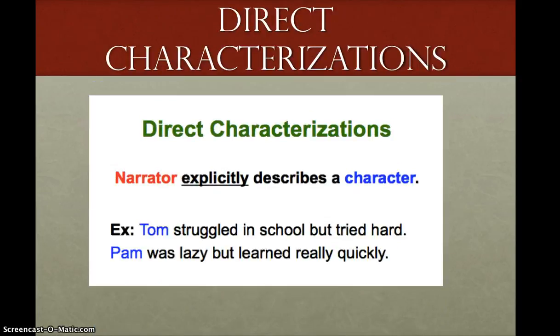Direct characterization, as we have learned from the vocabulary, is when the narrator explicitly describes a character. An example is in the sentence below. It says, Tom struggled in school but tried hard. It's explicitly telling you that Tom struggled. Pam was lazy but learned really quickly. Again, it is explicitly telling you that Pam is lazy.